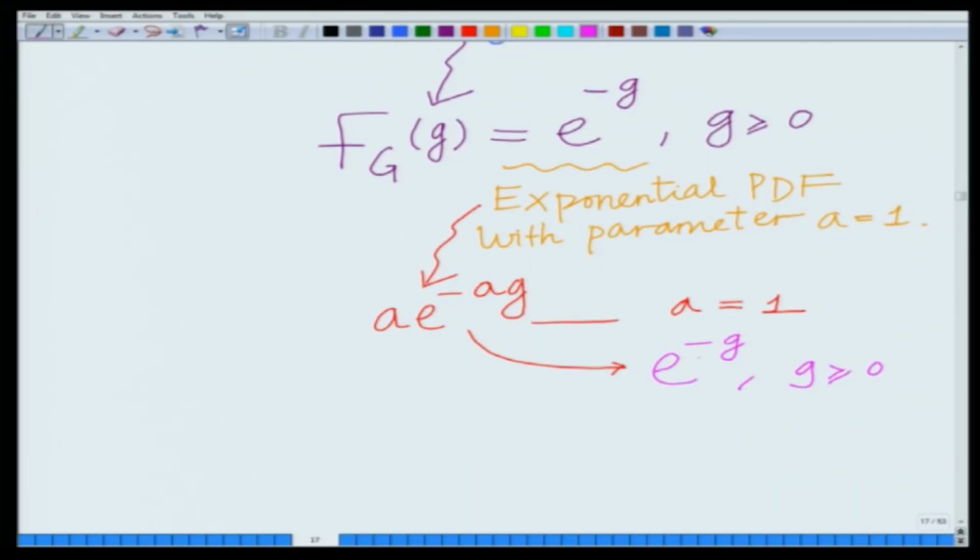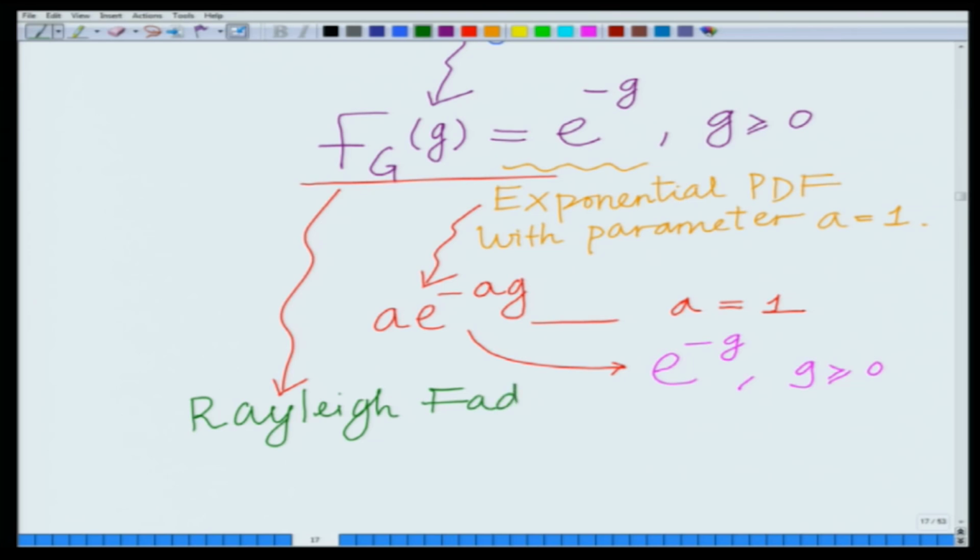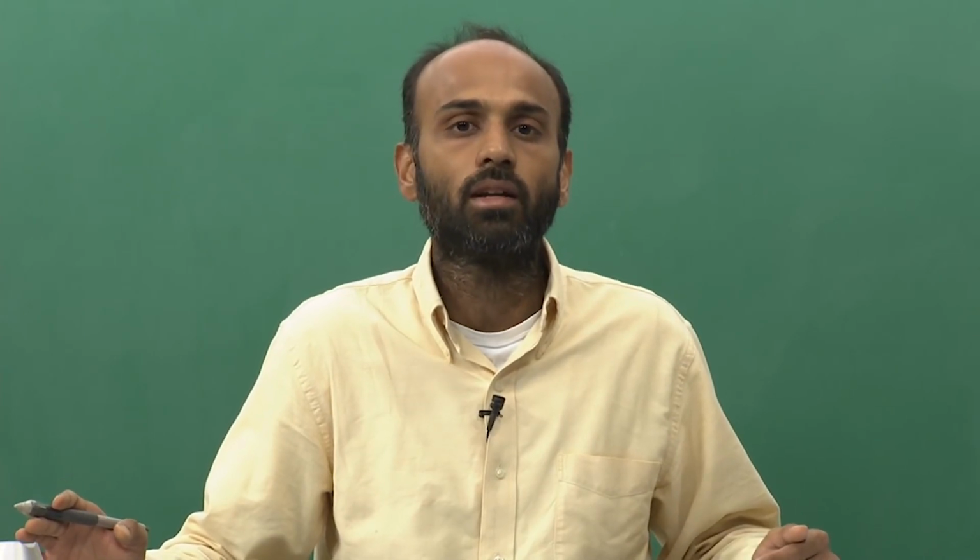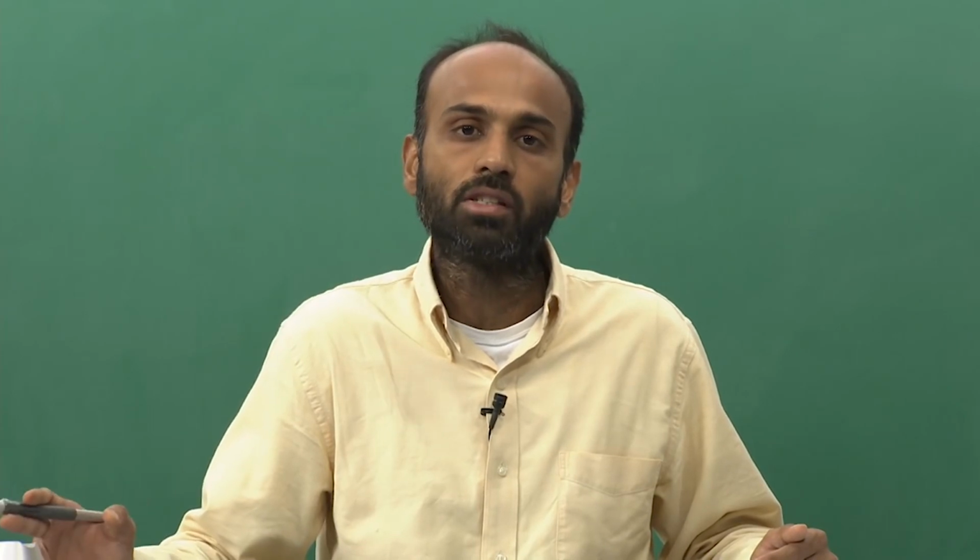This is valid for a specific wireless channel which is known as Rayleigh fading, which is a very popular model for wireless channels. It is known as a Rayleigh fading channel, in which the amplitude of the fading coefficient is Rayleigh distributed. So, we are saying that the amplitude of this random channel coefficient is Rayleigh distributed. The power, which is the square of the amplitude, is distributed as an exponential random variable, e to the power of minus g, with parameter a equals 1. And therefore, this probability density function can now be used to answer several interesting questions.